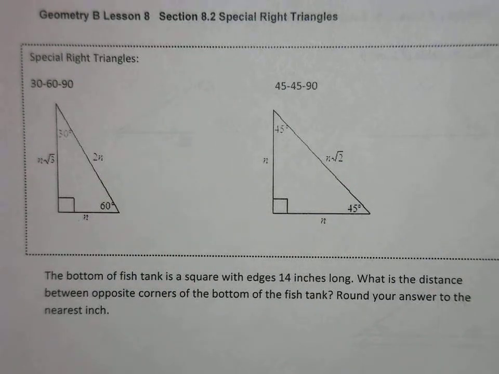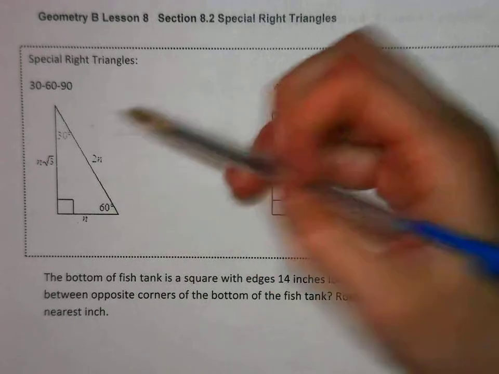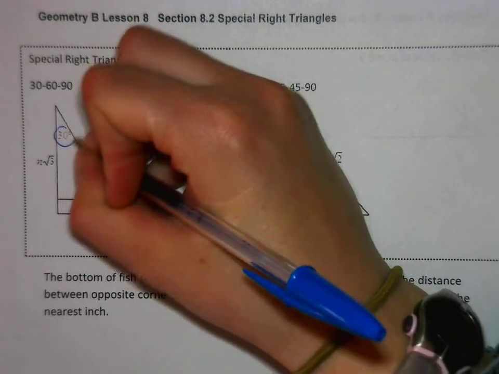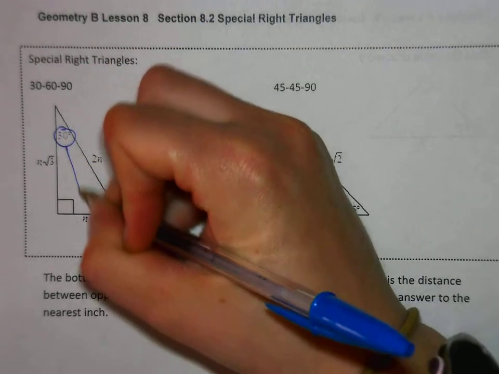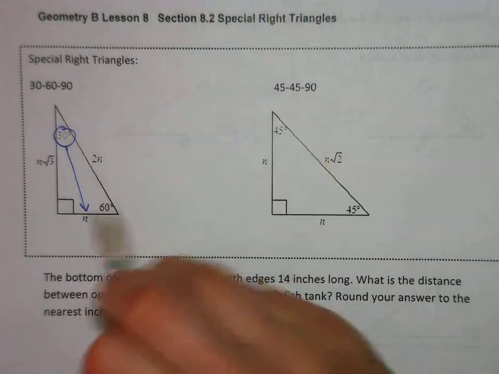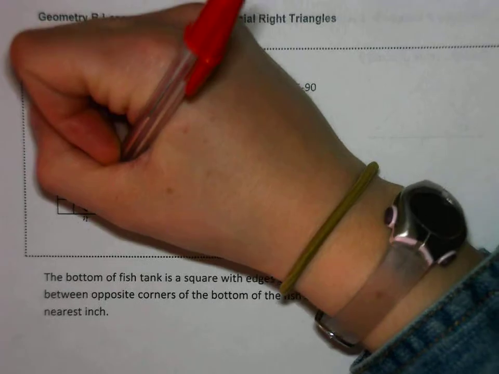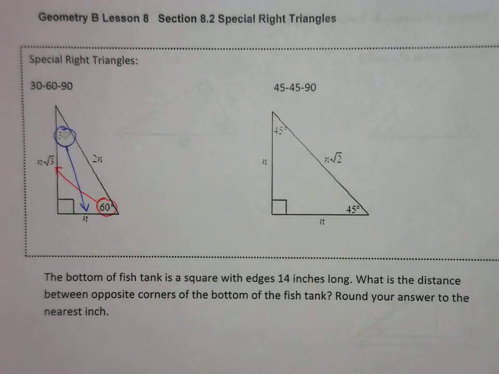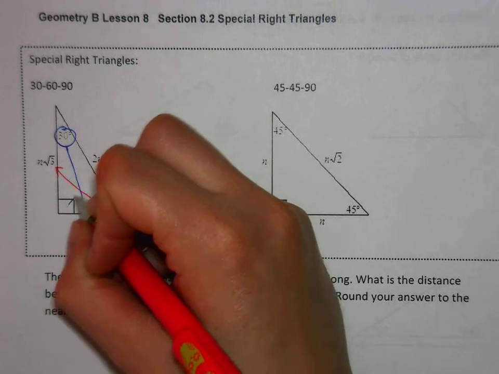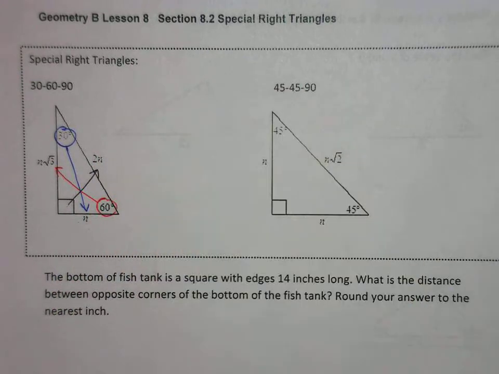We are going to be looking at special right triangles today. So let's first look at the 30, 60, 90 triangle. In a 30, 60, 90 triangle, the leg opposite 30 degrees will always be n. The leg opposite 60 degrees is always going to be labeled n square root of 3. And the hypotenuse across from the 90 degrees will always equal 2n.